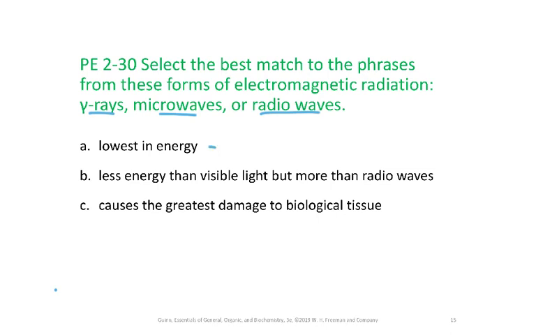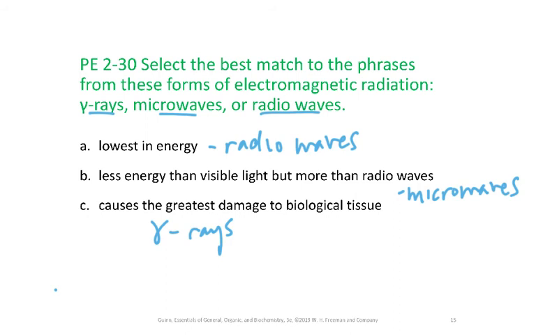All right, so lowest energy is radio waves. Next, less energy than visible light, but more than radio waves. I didn't actually mention that one yet, but microwaves, as we saw on the spectrum. And then finally, gamma rays cause the greatest damage. This is the Greek letter gamma.